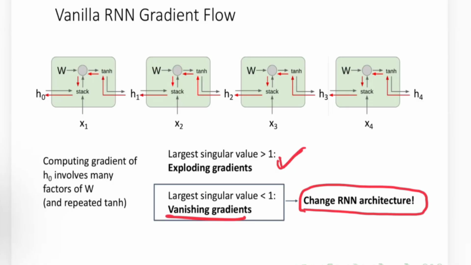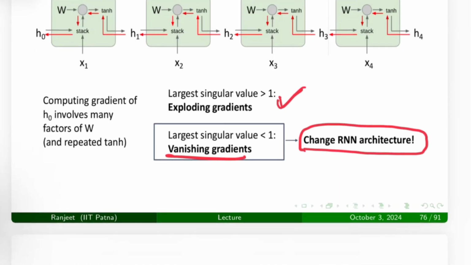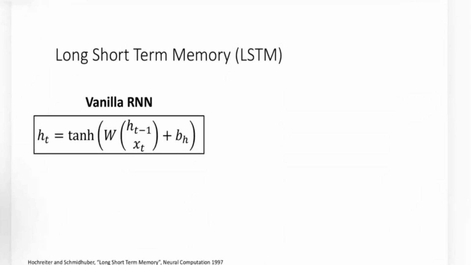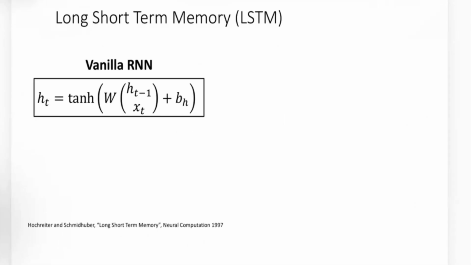RNN says, hey, for the exploding gradient problem, I have the solution: I can use gradient clipping. But when I have a vanishing gradient issue, I cannot go with the same architecture. I feel that I should change the architecture. Then what type of architecture should I take here so that it will minimize the vanishing gradient issue? That idea came in the LSTM. The next topic is LSTM. LSTM tries to give the solution for the vanishing gradient issue.